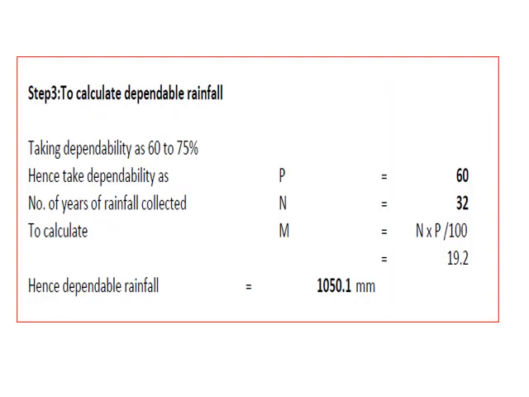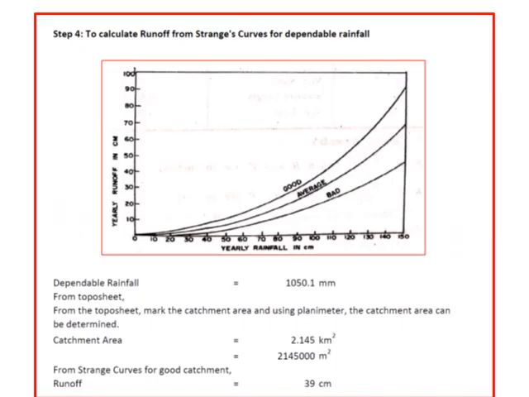So now, taking dependability as 60 to 75%, I have taken dependability as 60%. The number of years of rainfall collected is 32, so we get the rank, that is 19. The 19th serial number gives 1050, as I told you in the previous slide. Therefore, for my calculations, the dependable rainfall will be 1050 millimeters.